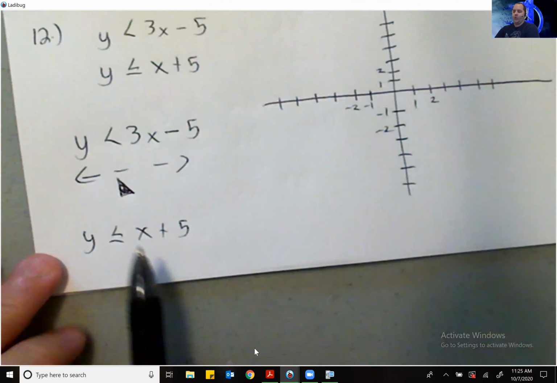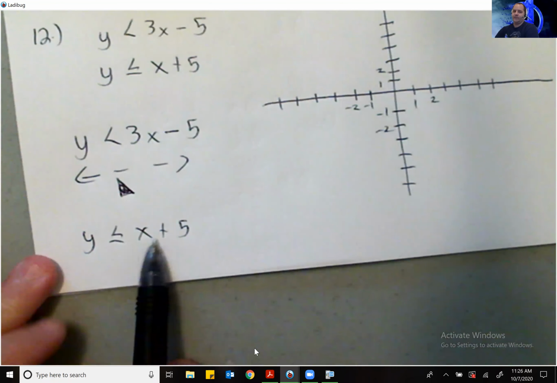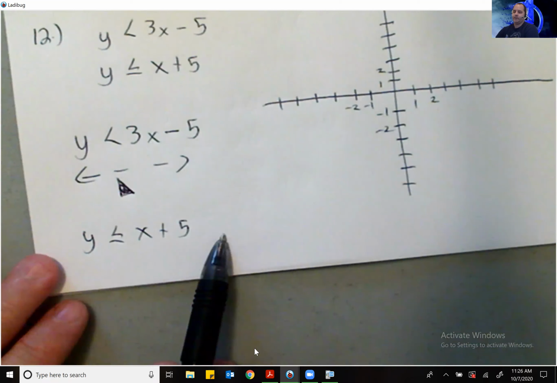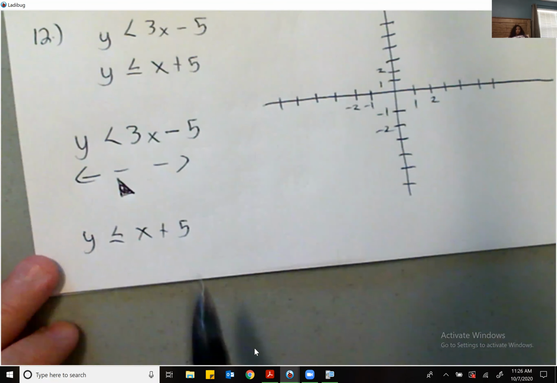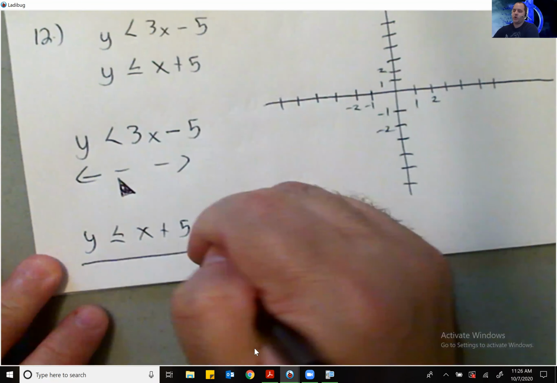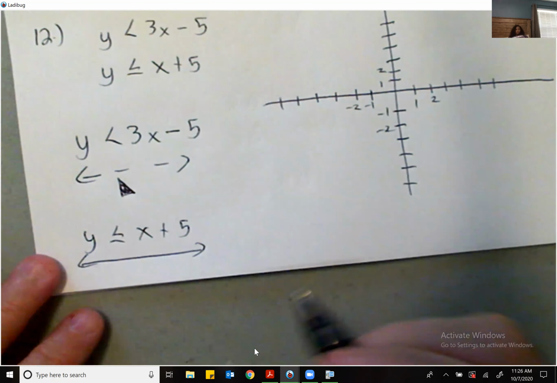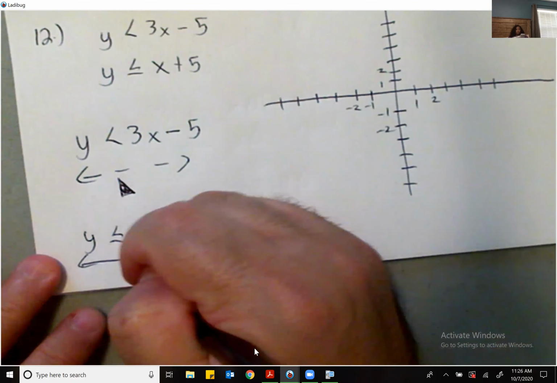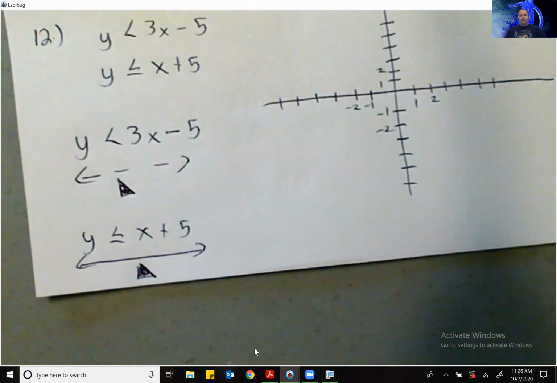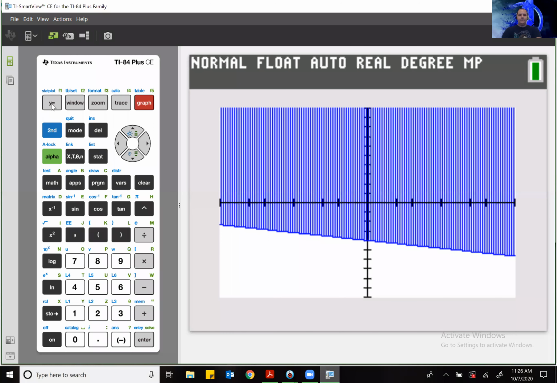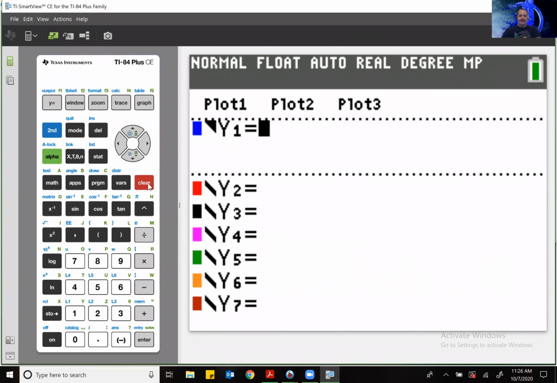This line right here, y less than or equal to x plus 5. Dotted or solid? Solid. Top triangle or bottom triangle? Bottom. It is less than again. Okay. So now we know what to do. And I'm going to graph this one line at a time. And when I do this one, I'm not going to worry about the shading yet.